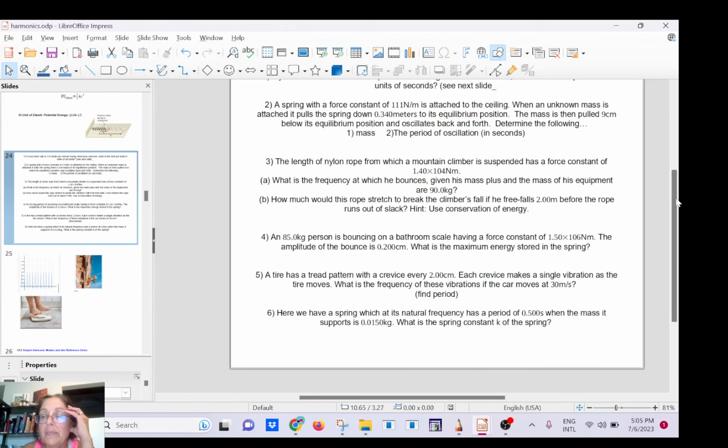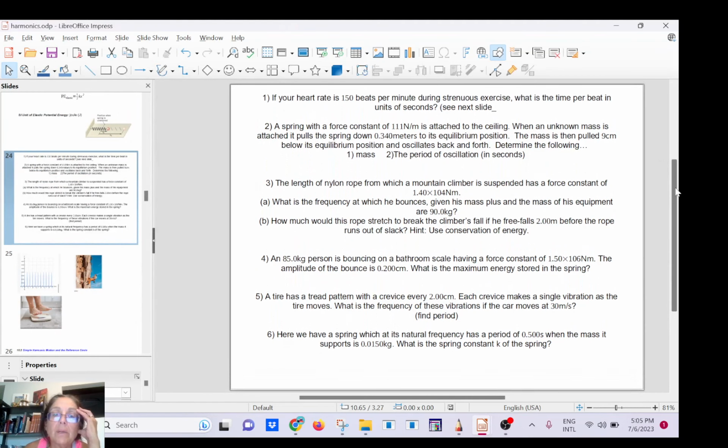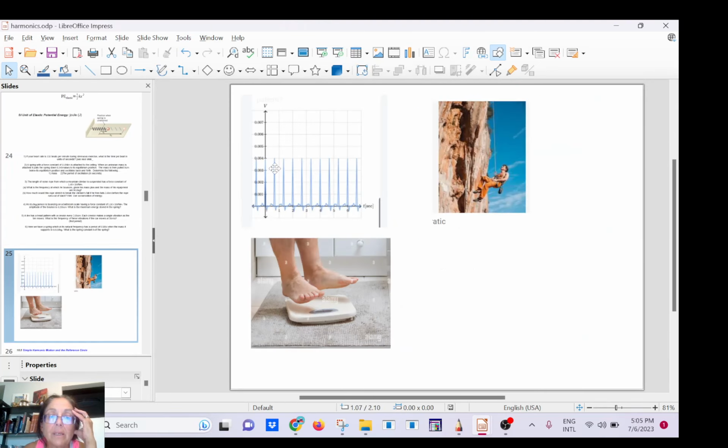So the first problem is a typical AP question or MCAT question. It's an easy one. It talks about the heart. The heart is not a harmonic oscillator, but we can still find the period, right? The heart beats, beep, beep, beep, beep. So the period will be the time between two beats.